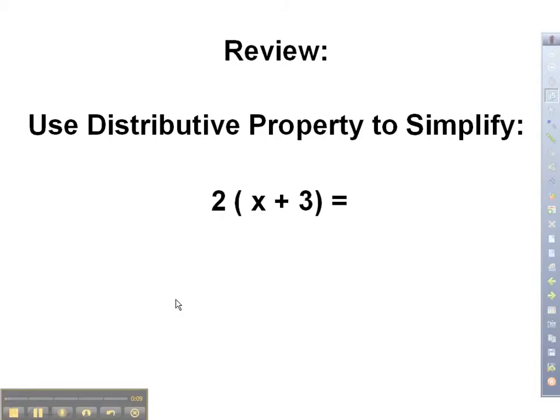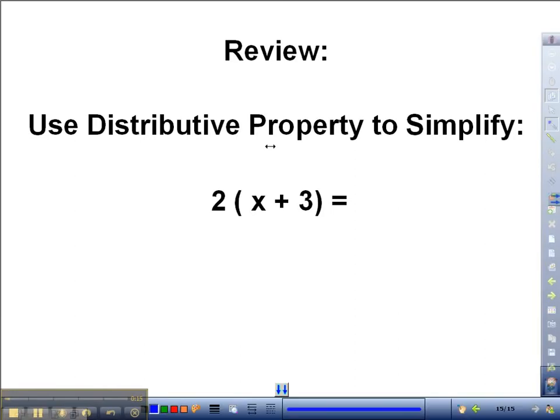Today's video is on combining like terms. We're going to do a little review of distributive property. I've got 2 times the quantity x plus 3. Do you guys remember how you do this with distributive property?